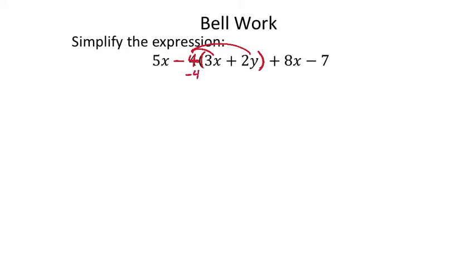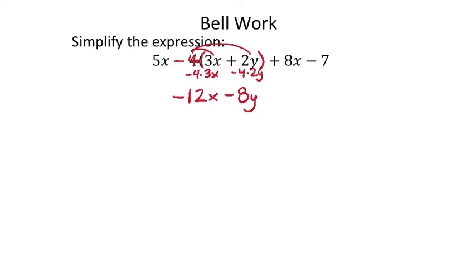So I'm going to show the work here. -4 groups of 3x's would result in -12x's. And then the second distribution, or multiplication, would be -4 groups of 2y's, which would result in -8y's. Remember, that's a negative? So I'm actually showing that as a minus sign right there.